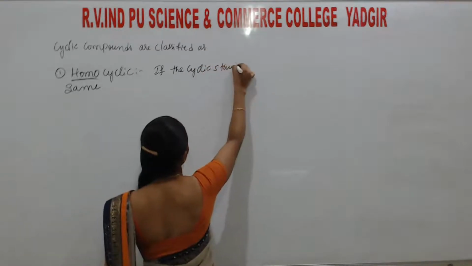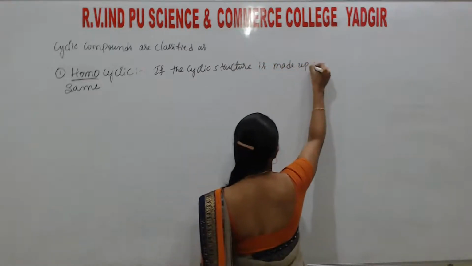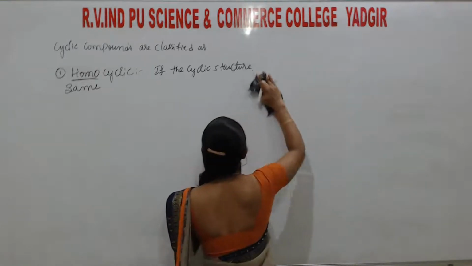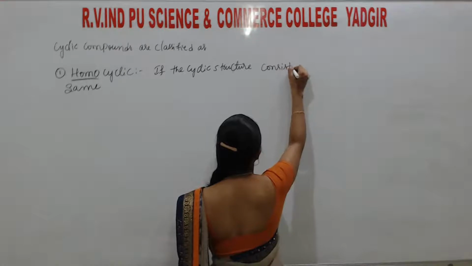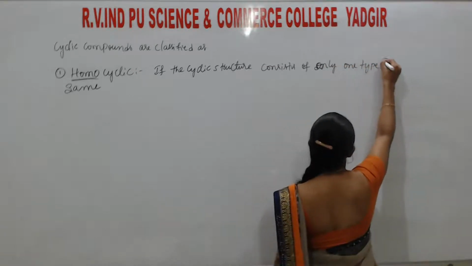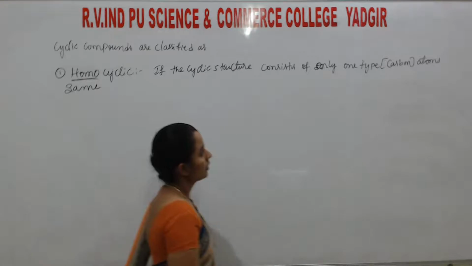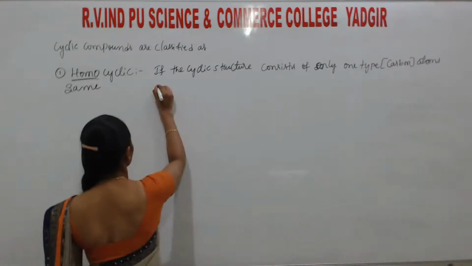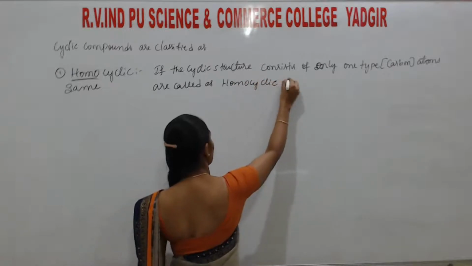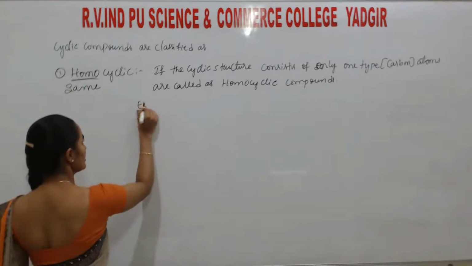If a cyclic structure consists of only one type, especially carbon atoms, they are called homocyclic compounds. Okay, so students, example for this is homocyclic.